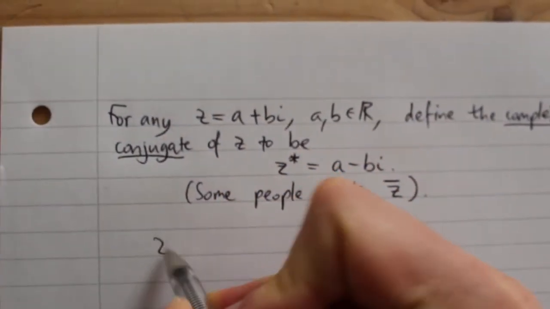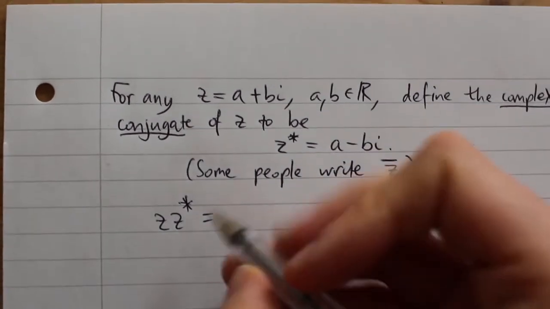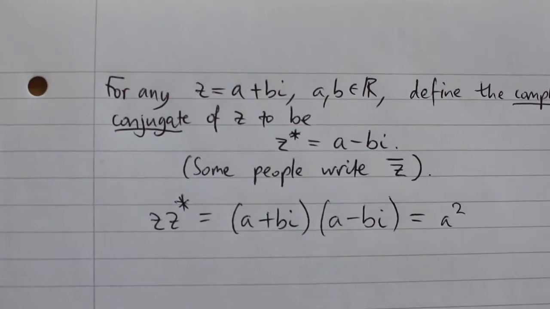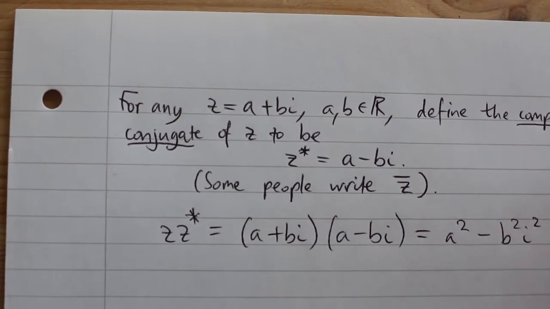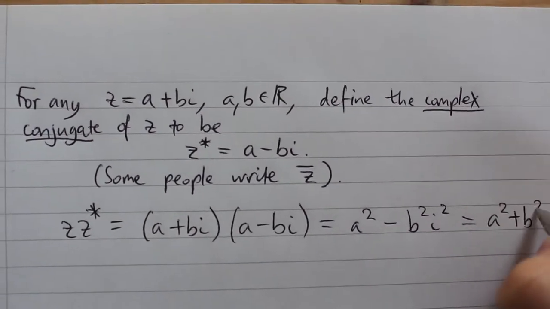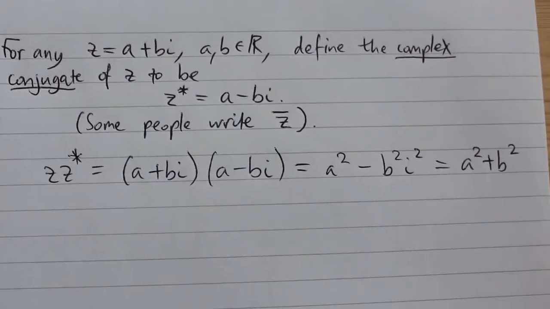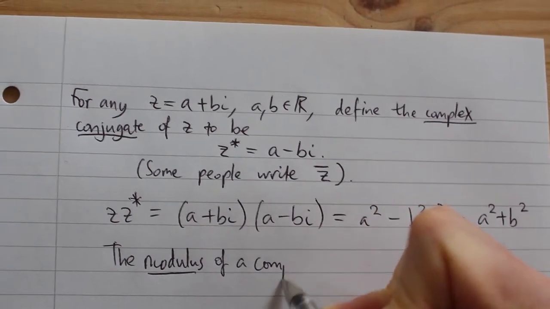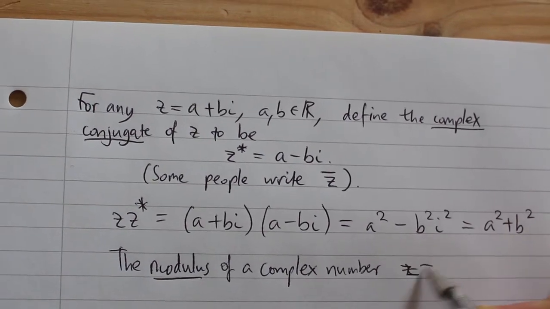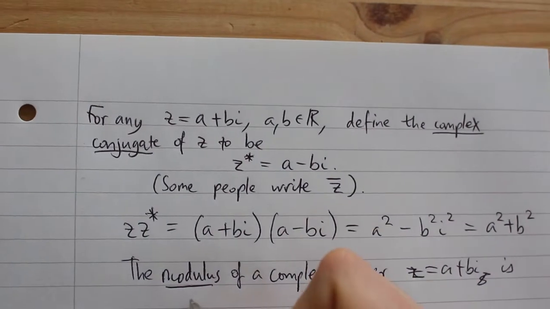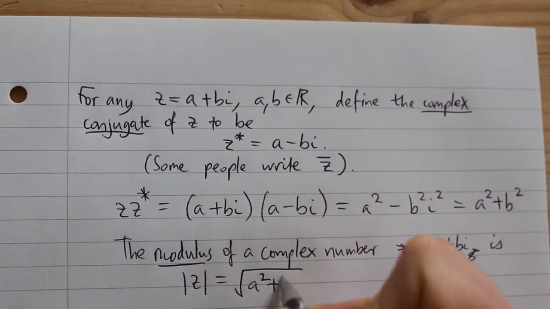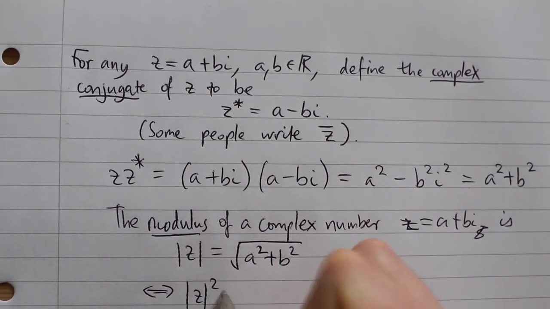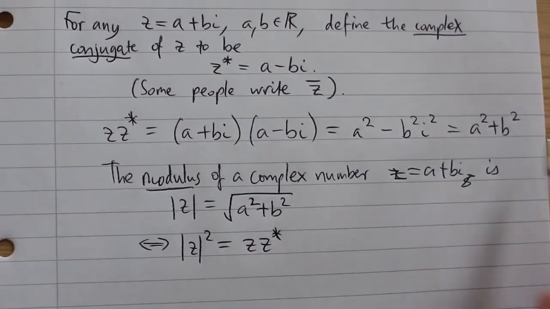So let's have a think. What happens if we work out z times z star? Well, that's a plus bi times a minus bi. So we get a squared minus b squared i squared. But then i squared is minus 1, so this is just a squared plus b squared. This is interesting because it's closely related to another concept, the modulus of a complex number. If we have a complex number z equals a plus bi, the modulus of z is the square root of a squared plus b squared. Said differently, the modulus squared is z times z star, because we know z z star is a squared plus b squared.